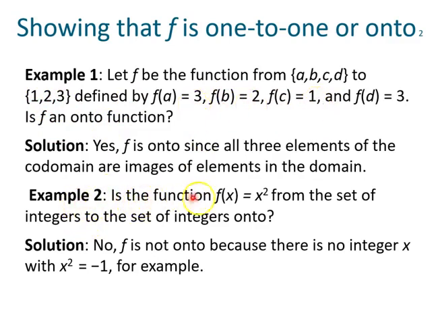In example 2, the function f is defined with a formula, f of x is x squared, and it is from the set of integers to the set of integers, from Z to Z. Is this function onto? The answer is no, because, for example, -1 is not an image of any integer under f.